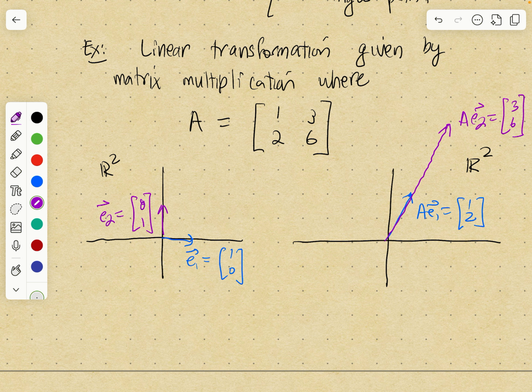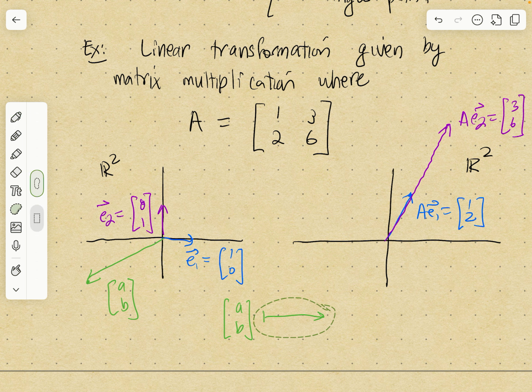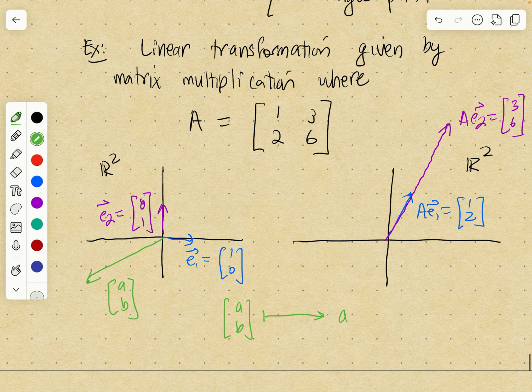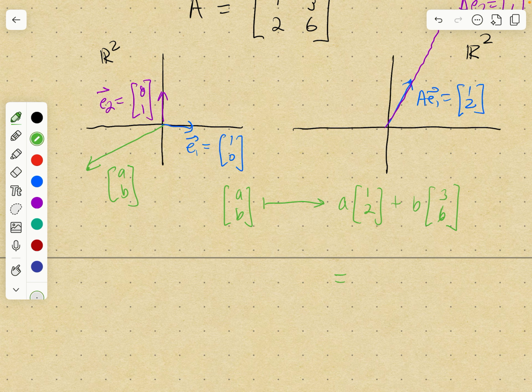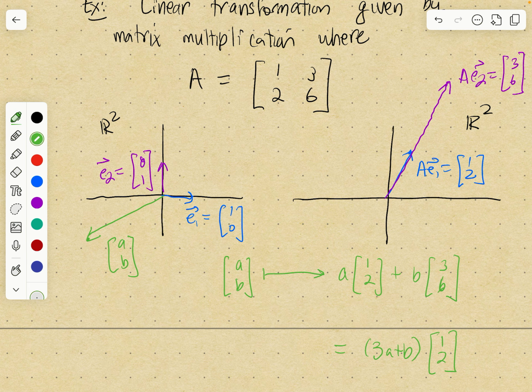And so what's happening is that all of R2, if I take a random point on R2, like this vector, a, b, it's going to get sent. So a, b is going to go to, this is a symbol with the little line with the arrow, that means it maps to. It will go to a times 1, 2 plus b times 3, 6. Which is actually a scalar multiple, 3a plus b, of the vector 1, 2. Right? So every vector in R2 will go to a scalar multiple of 1, 2. So you're going to get this line through the origin as the output.